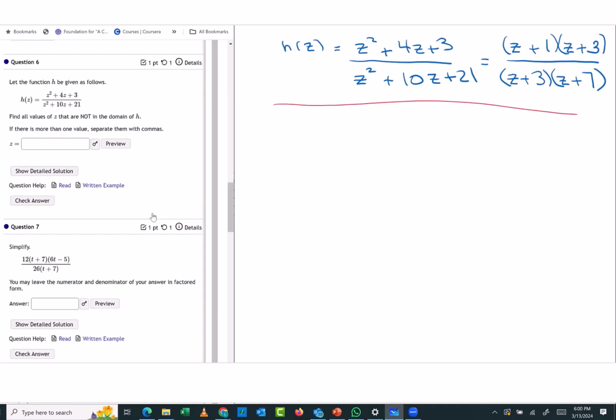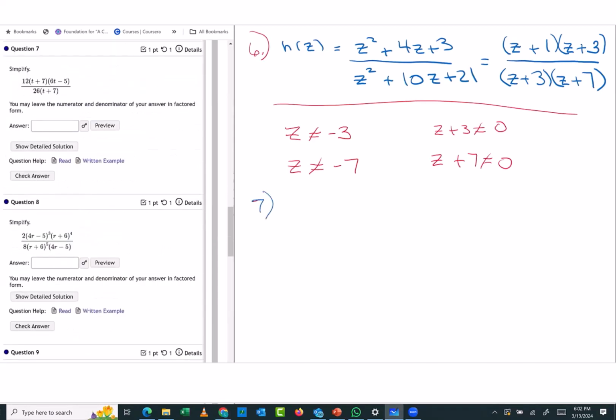Well, everything is valid except z cannot equal -3 and z cannot equal -7, because z plus 3 cannot equal 0 and z plus 7 also cannot equal 0, because then I would be dividing by 0 and I cannot.